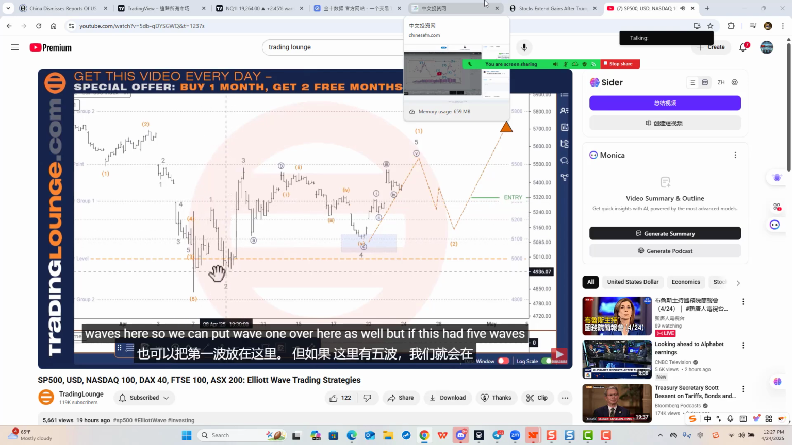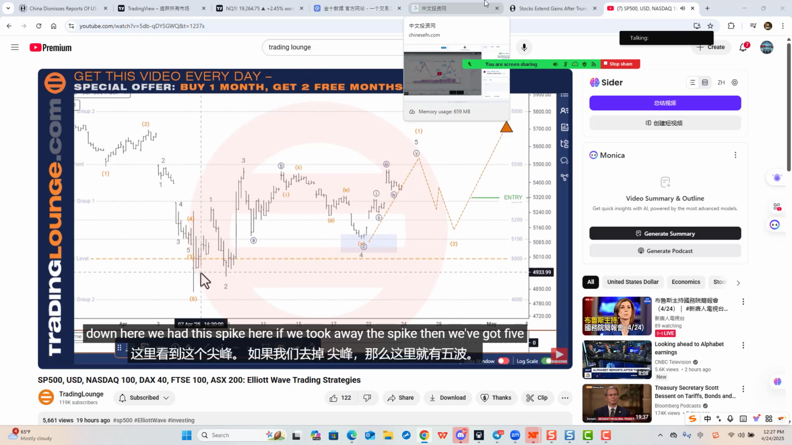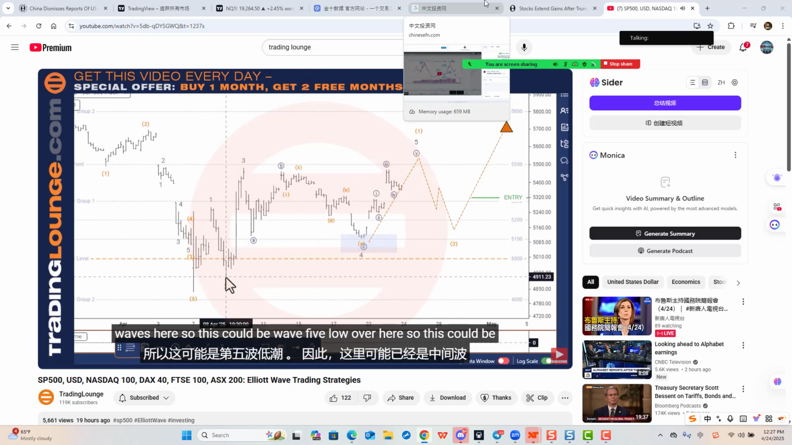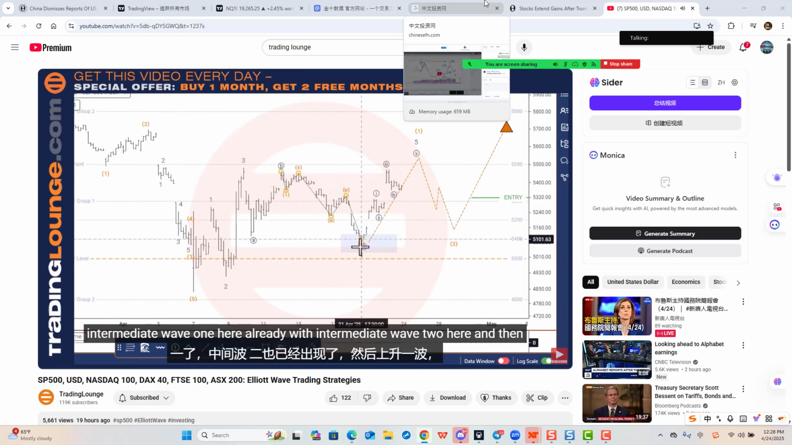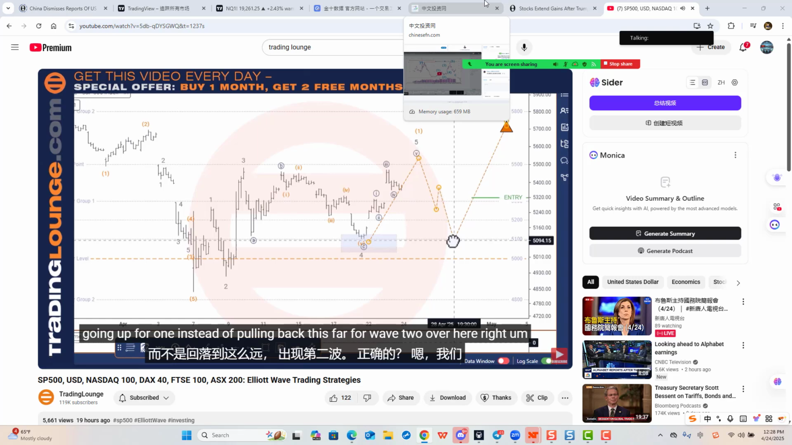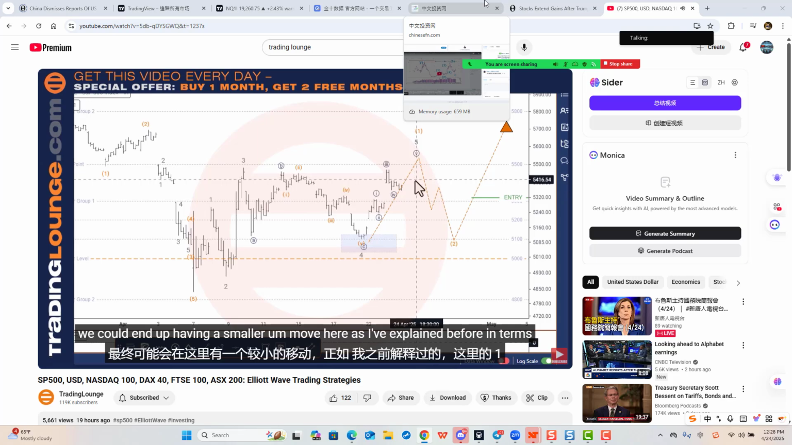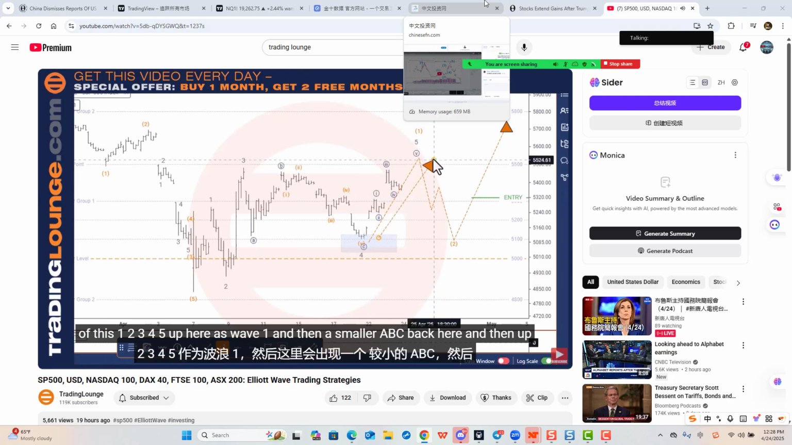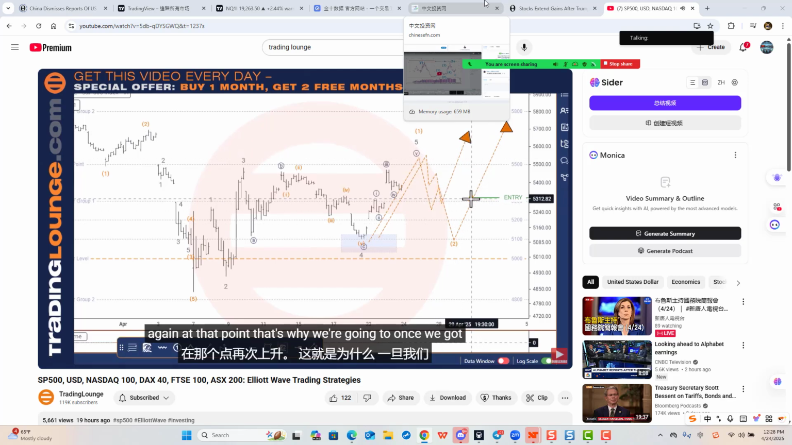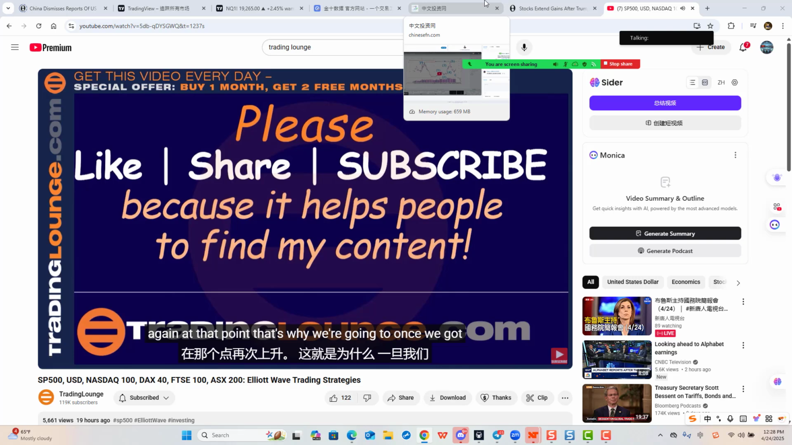But if this had 5 waves down here, we had this spike here. If we took away the spike, then we've got 5 waves here. So this could be wave 5 low over here. So this could be intermediate wave 1 here already with intermediate wave 2 here. And then going up for 1, instead of pulling back this far for wave 2 over here, we could end up having a smaller move here, as I've explained before, in terms of this 1, 2, 3, 4, 5 up here as wave 1, and then a smaller ABC back here, and then up again at that point.